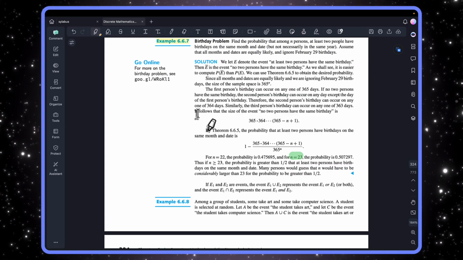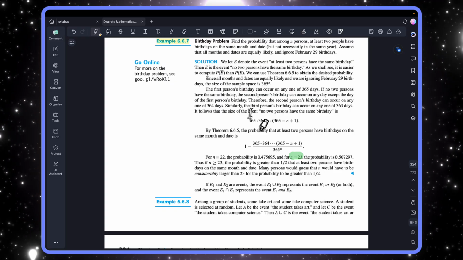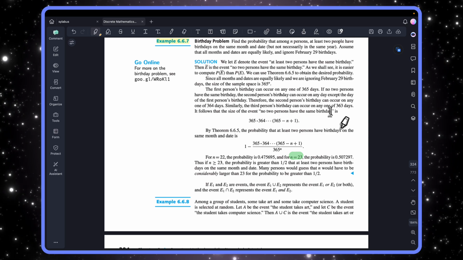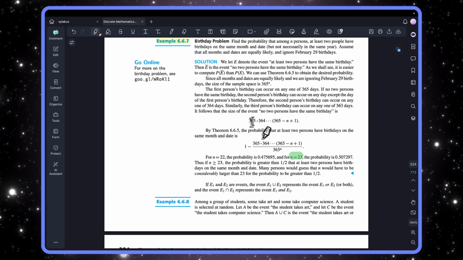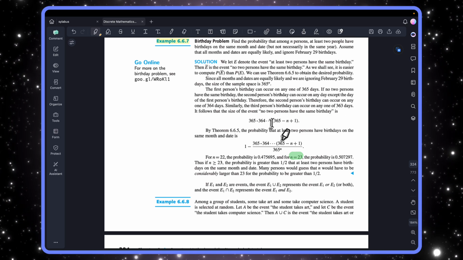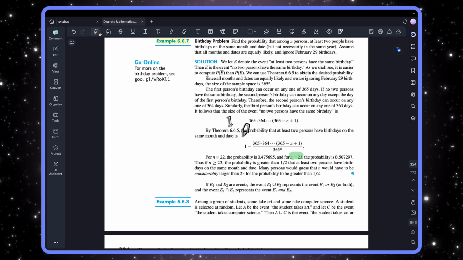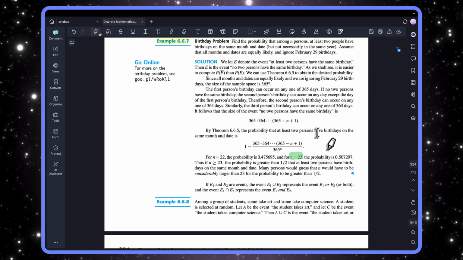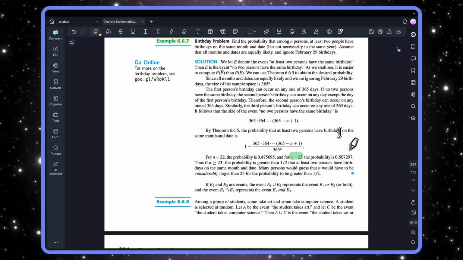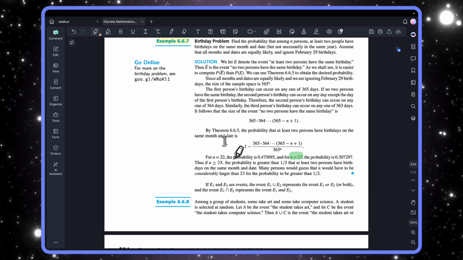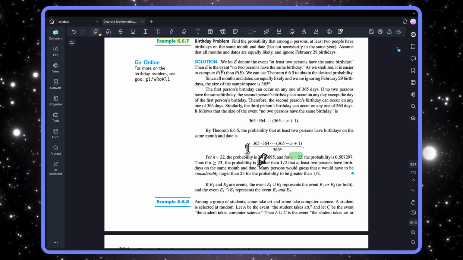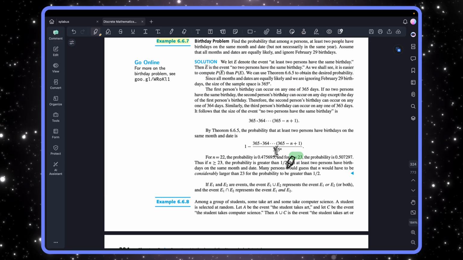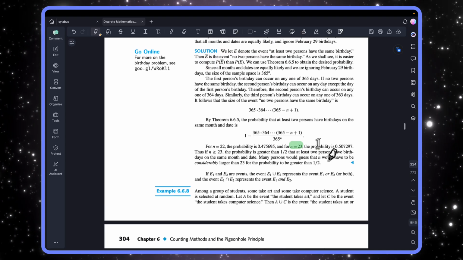It follows that the size of the event, no 2 people have the same birthday, is, you just take 365 times 364, and so on. Now, in this theorem, the probability that at least 2 people have birthdays on the same month and date would be 1 minus that number divided by 365 to the n, because that's all the possible events.